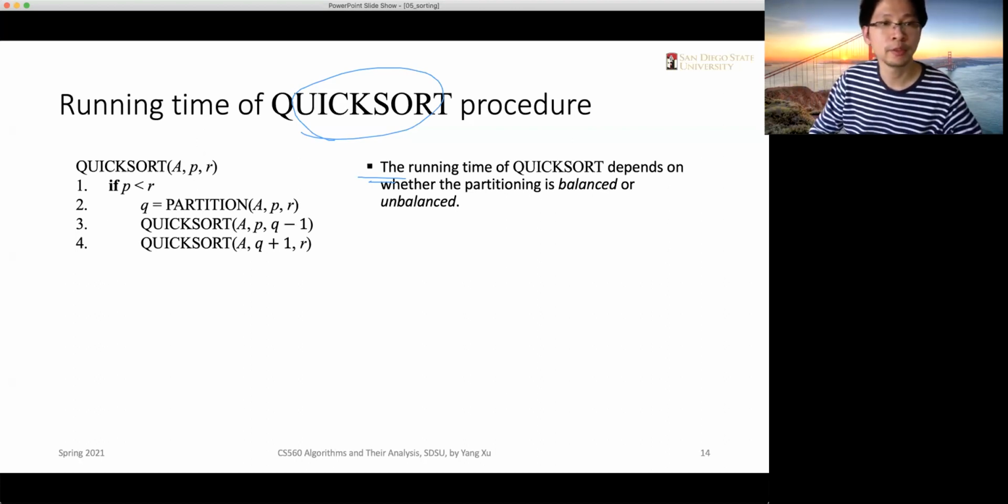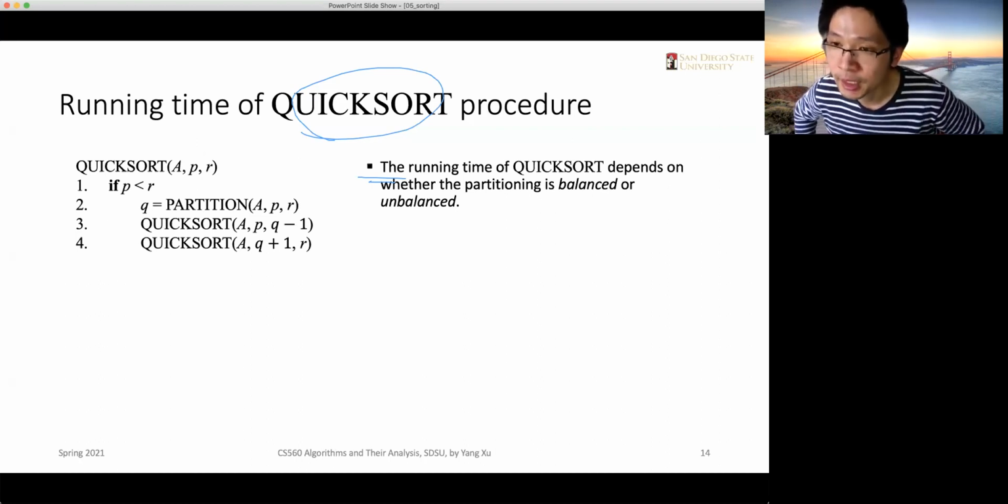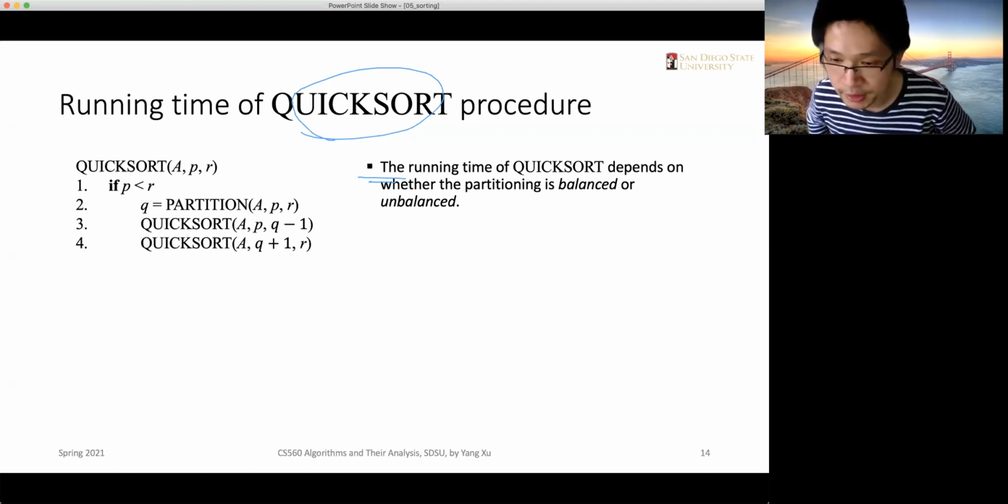So yeah, we're pretty much done today. I will leave the full analysis of Quicksort's running time to the next lecture on Thursday.